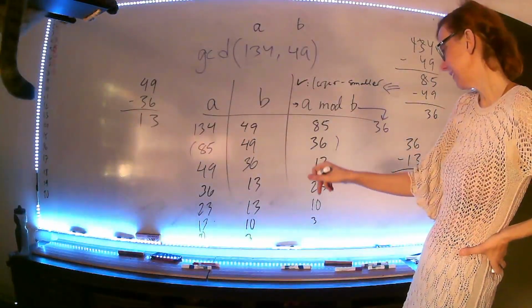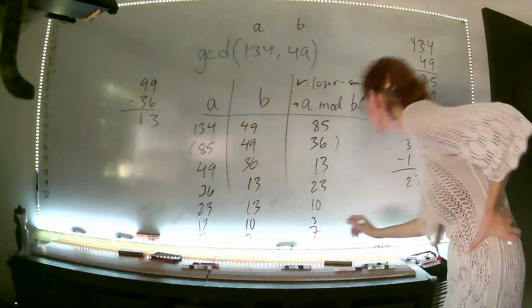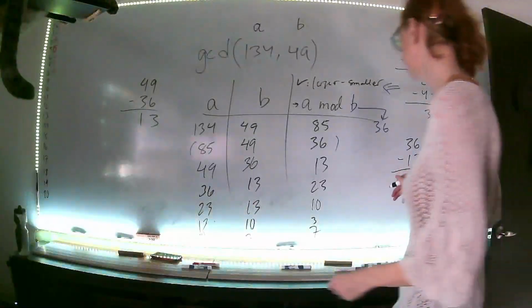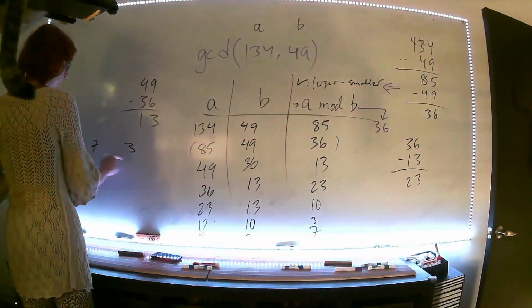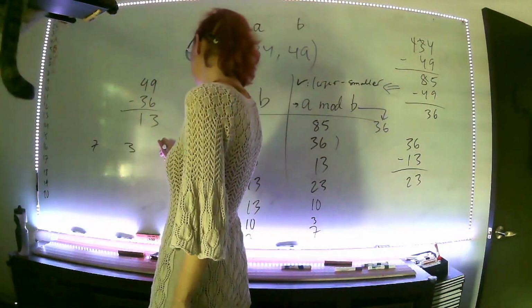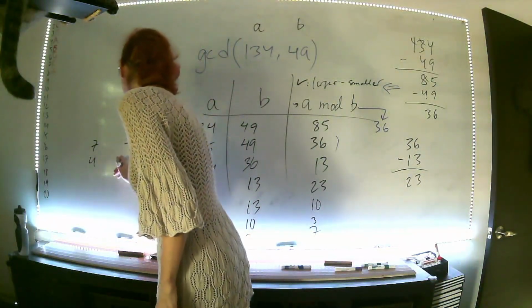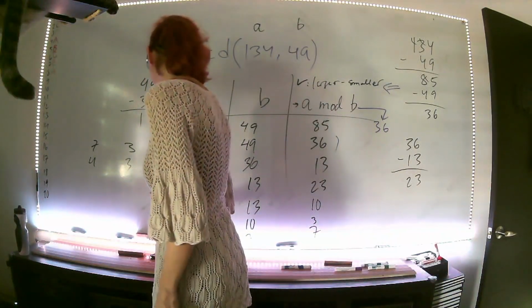From 10, I'm going to take a 3. I'm going to get a 7. I ran out of the table. Let's continue here. From 7, I take a 3. I am going to get a 4. From 4, I take a 3. I am going to get a 1.